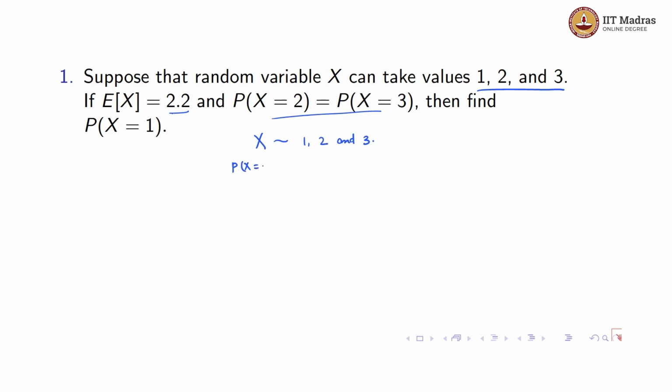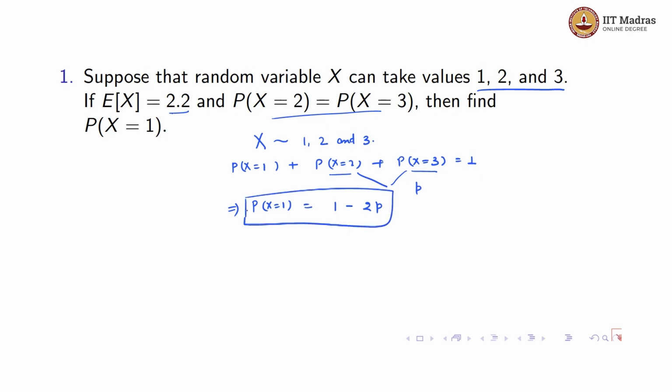So by using the property of PMF, what we have is this value will be equal to 1, and we are given that these values are equal. Suppose that we take this value as p, let's assume. Okay, then this is also p. So p of x is equal to 1 we can write as 1 minus, since we have two values here, 2p. Now we have p of x is equal to 1.